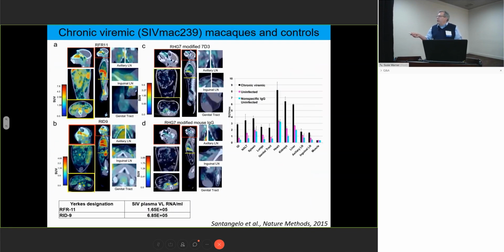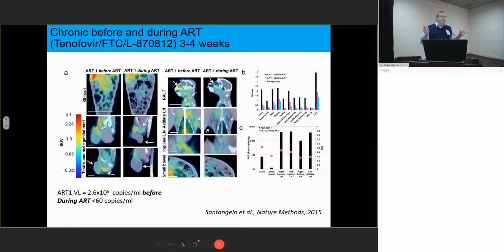But then, for those of you familiar with this work from 2015, we looked at viremic animals, we looked at non-infected animals, and we used an isotype control also. And we were easily able to detect differences across tissues that you'd expect. There is background, just as a note, in the liver and in the kidneys, so just keep that in mind. And there are ways that we're working on to try and reduce that.